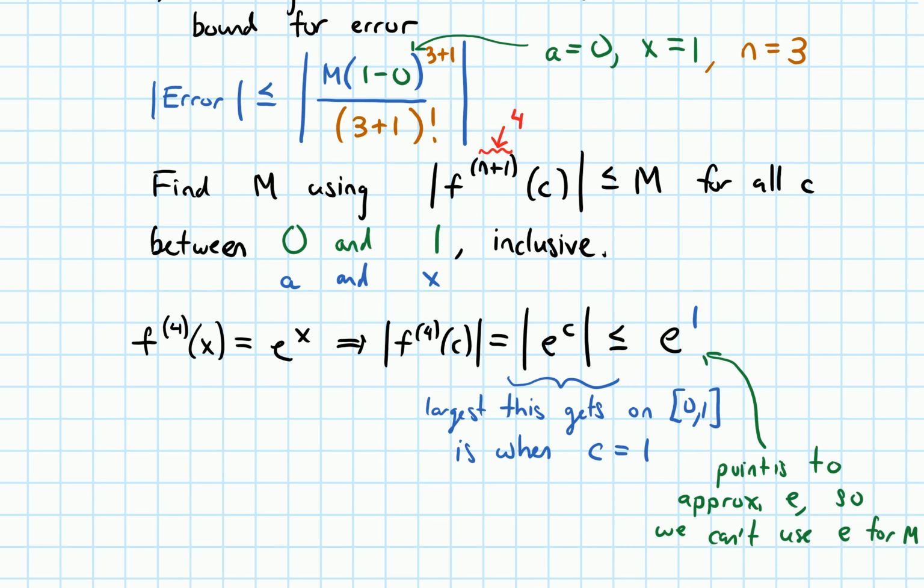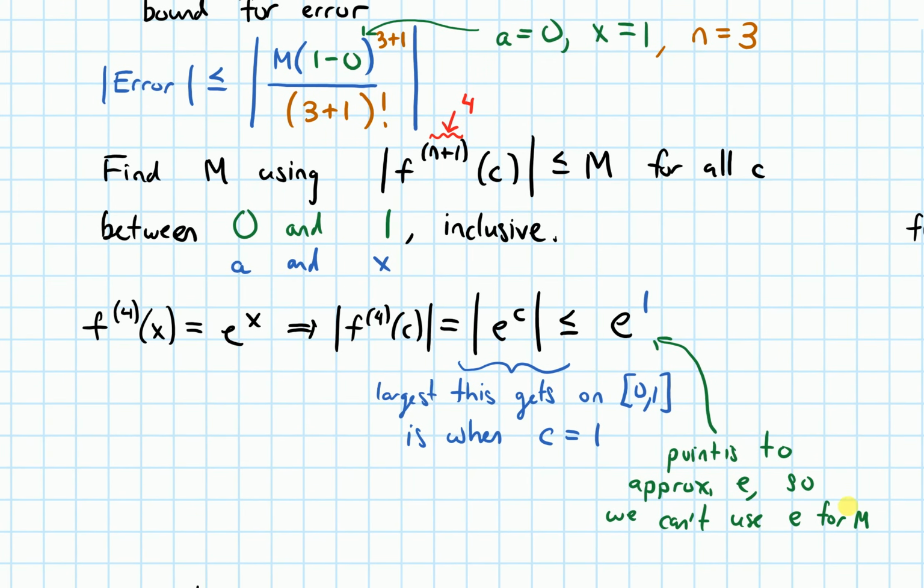In fact, let me write that out a little bit bigger. We can't write E for M. Okay, so what I'm going to do now is be a little bit extra safe. So I'm just going to write something that's even larger than this. What's something that I know for sure is larger than E? Well, I know that 3 for sure is larger than E, because I know E is 2 point something.